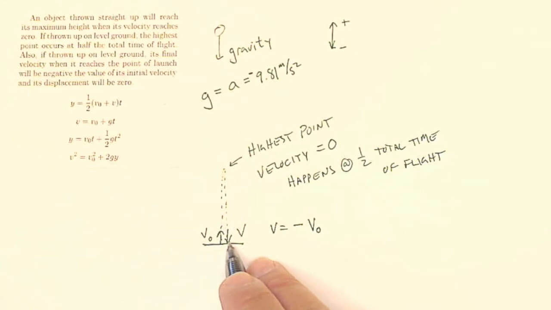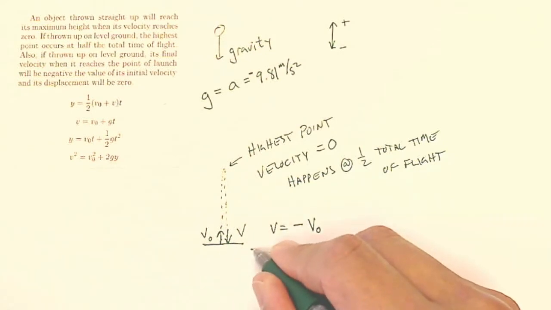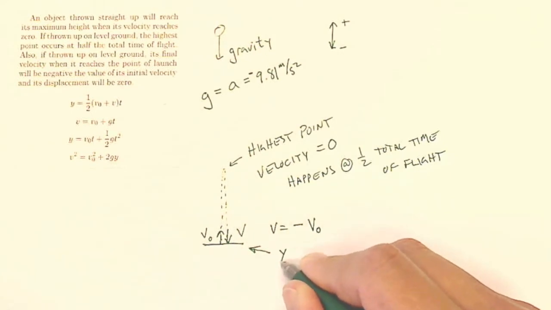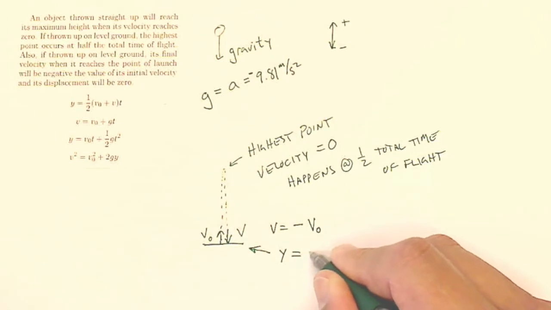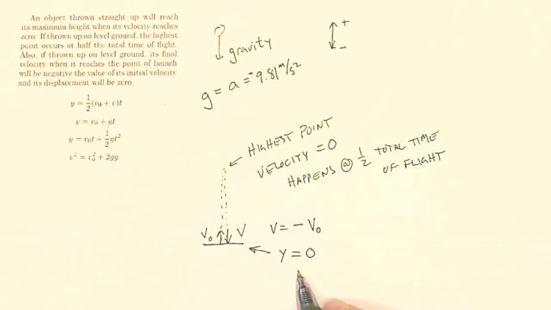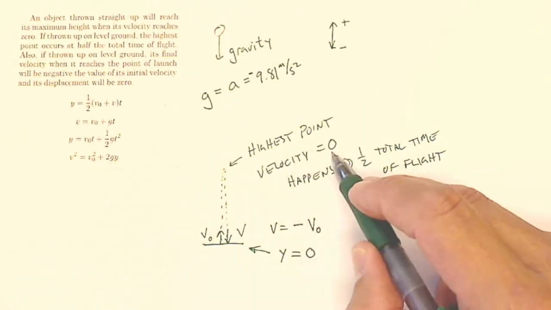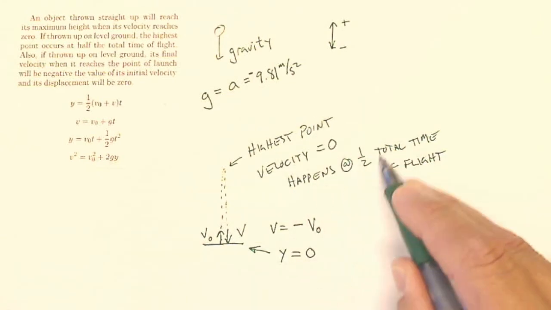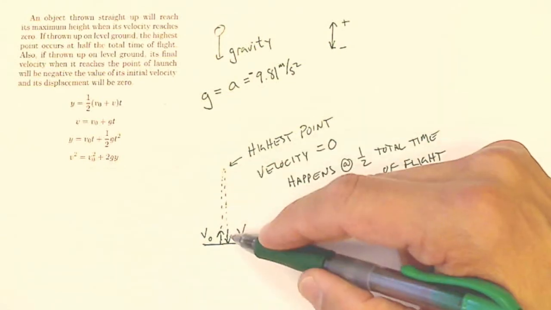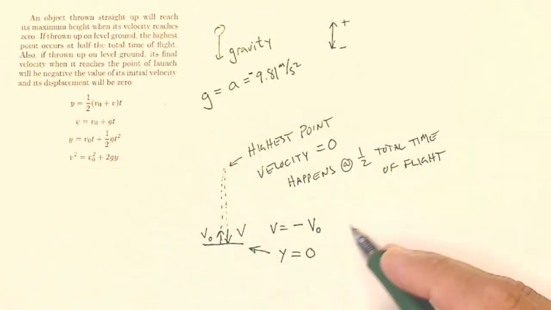If it goes up and comes back down, I know that my vertical displacement in the y direction is going to equal 0 when it gets back to the same point that it started. So those are a couple tricks. The velocity is 0 at the highest point. That happens at half the total time of flight. So if you know the half, you can get the whole, or if you know the whole, you can divide by 2 and get the half.